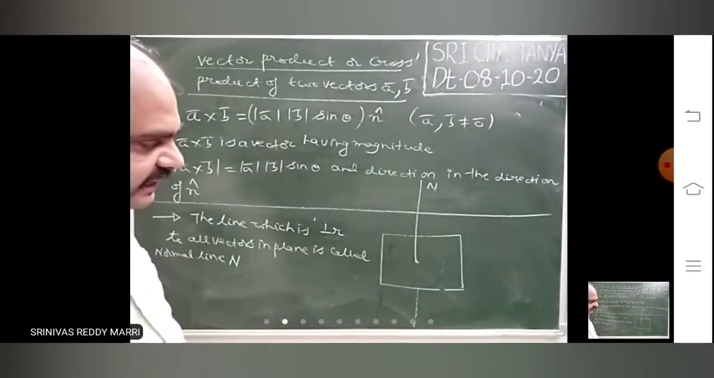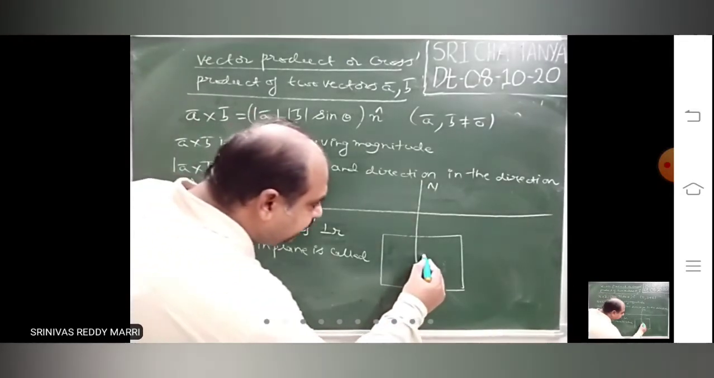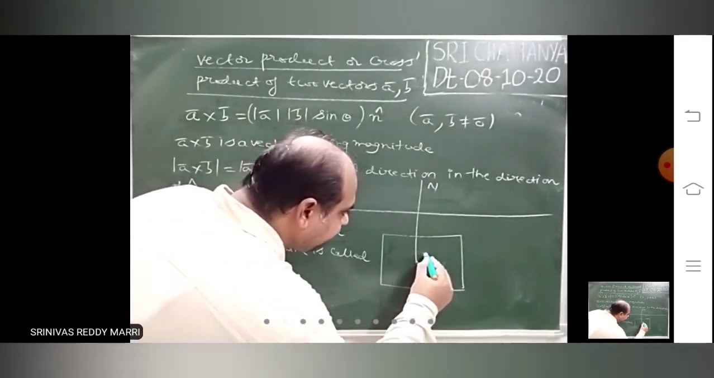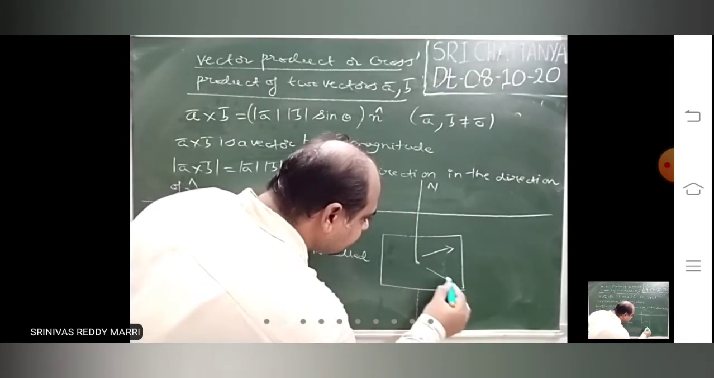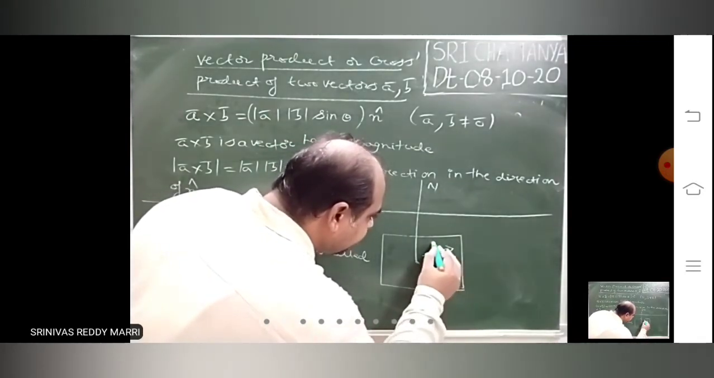What is this normal line? Suppose in your plane, on your paper, you draw two vectors. Always the plane will be your paper.